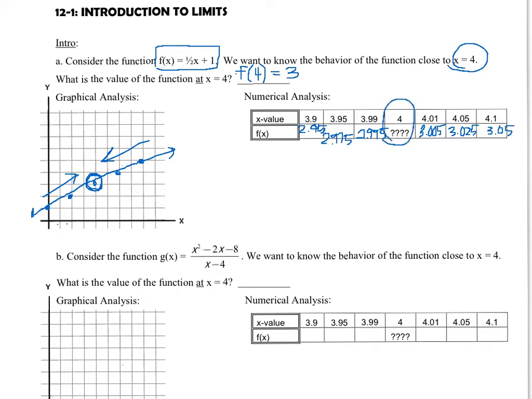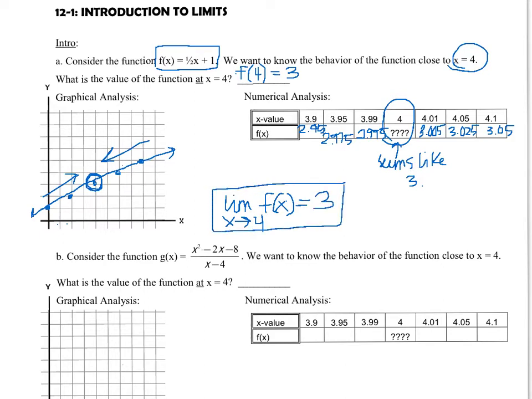Our question is, what value do we expect to get here? As I look at the table, it seems like I'm going to get 3. Because we've looked at it in two ways, both graphically and numerically, I'm going to say the limit of my function f of x as x goes to 4, as I approach 4 on my function, is 3, the number that I expect to reach. We're going to write our answers in limit notation, so be aware of this as we go through. So let's try another one.